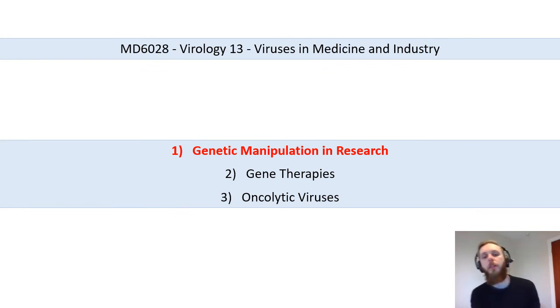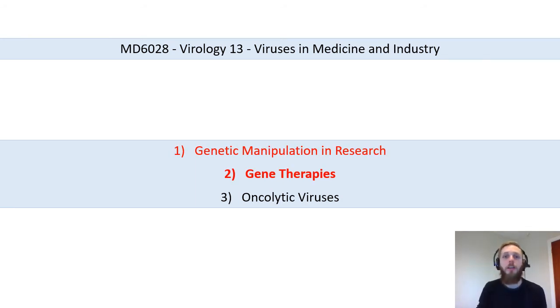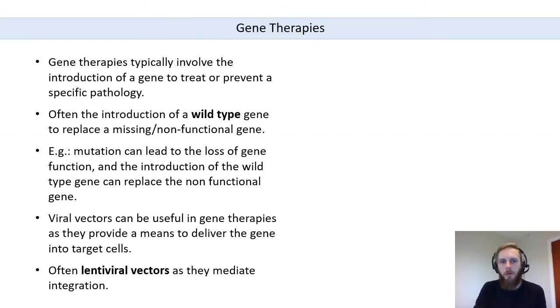Okay, and those are the fundamental principles underlying the technique, really. What we want to look at now is gene therapies. So again, we're applying those principles we just talked about. We're applying the technique specifically to gene therapies. So firstly, what are gene therapies?